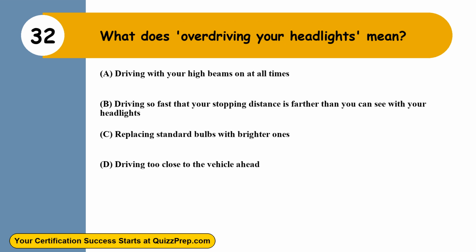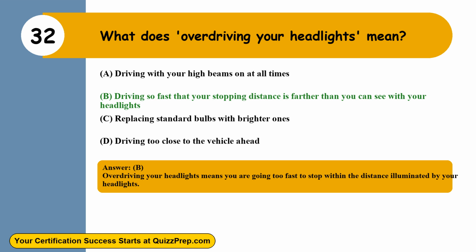Question 32. What does overdriving your headlights mean? Option A, driving with your high beams on at all times. Option B, driving so fast that your stopping distance is farther than you can see with your headlights. Option C, replacing standard bulbs with brighter ones. Option D, driving too close to the vehicle ahead. The correct answer is option B, driving so fast that your stopping distance is farther than you can see with your headlights. Overdriving your headlights means you are going too fast to stop within the distance illuminated by your headlights.